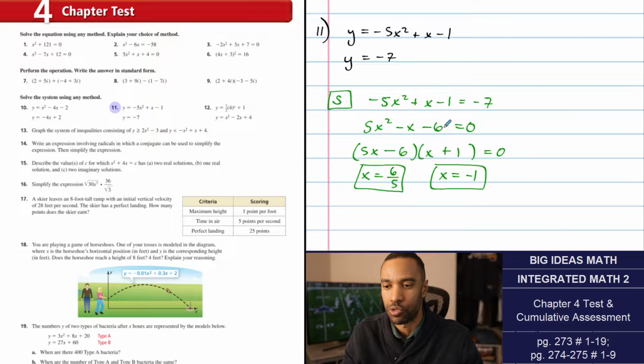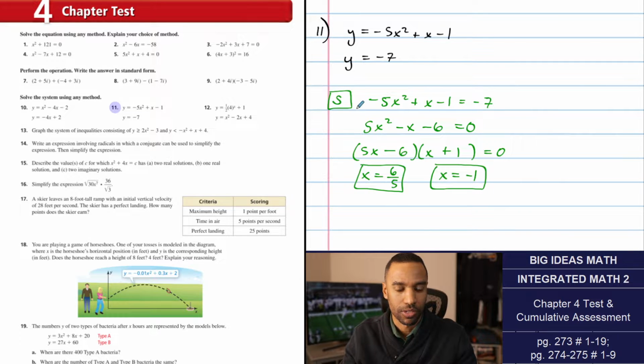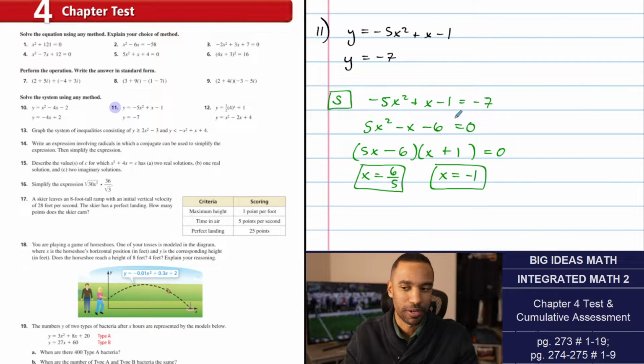By the way, I'm not going to solve using other methods like the quadratic formula. Go ahead and do it. You'll get these answers. This isn't square roots. This is substitution, and that's what I went for there.